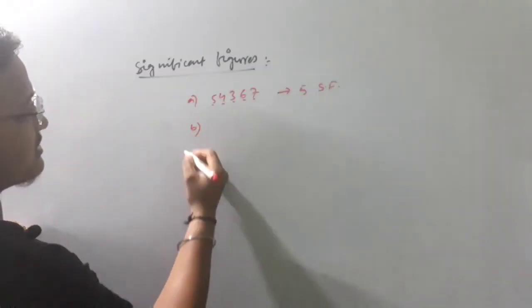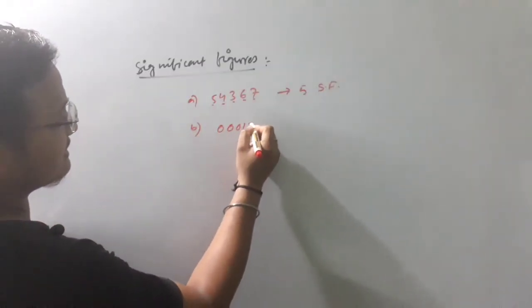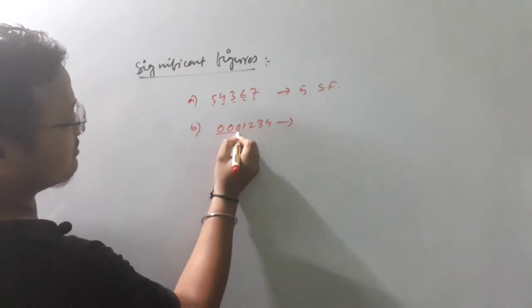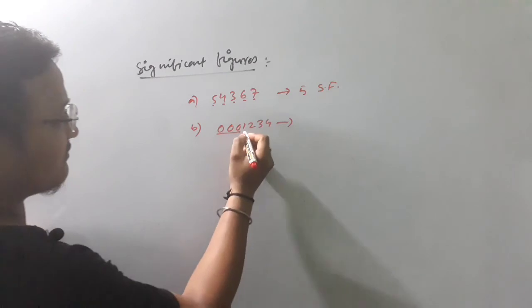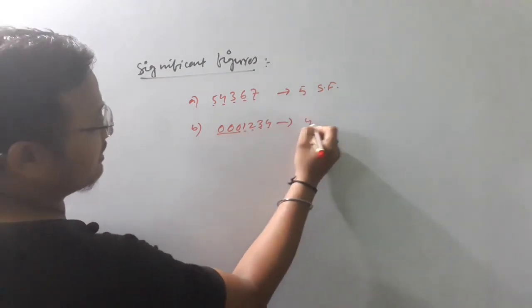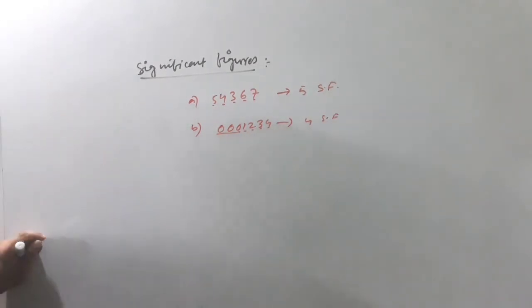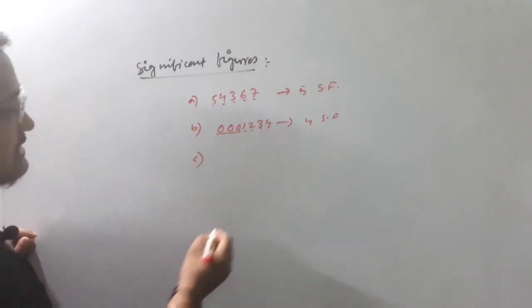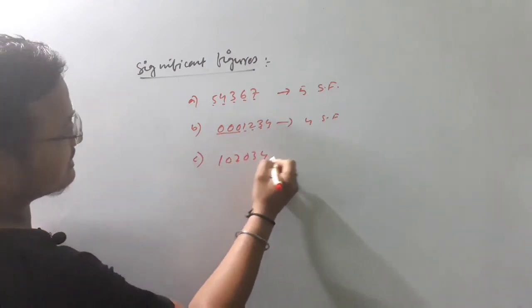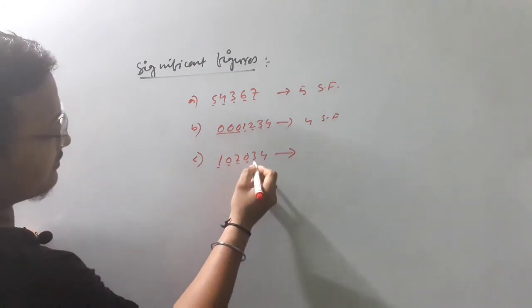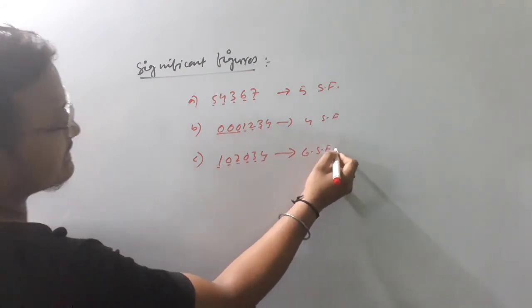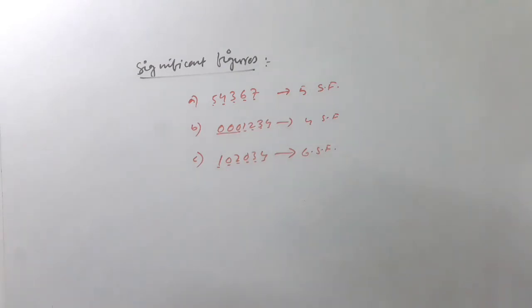Okay. And the second rule says that zeros before the non-zero digits are not significant. Suppose I am writing like this, say, so these zeros before the non-zero digits are not significant. So how many significant figures here? 1, 2, 3, 4. Only 4 significant figures are there. Okay. Now another rule says that zeros between the non-zero digits are significant. So how many significant figures? 1, 2, 3, 4, 5, 6. So here we will have 6 significant figures.